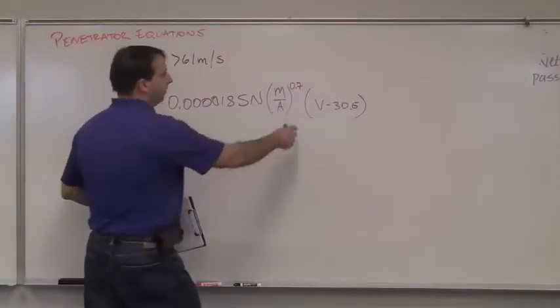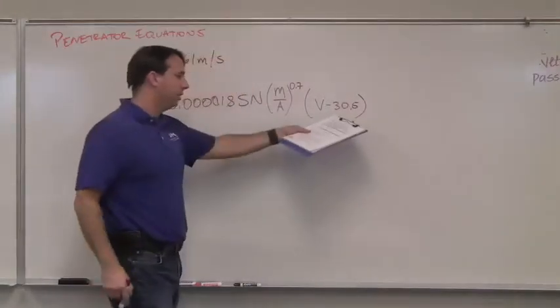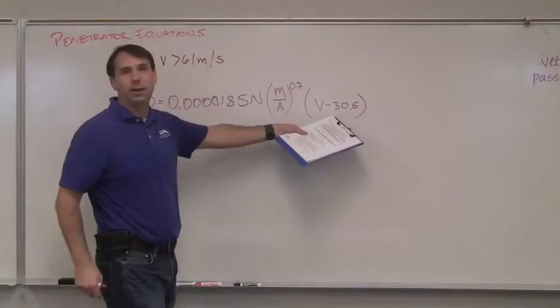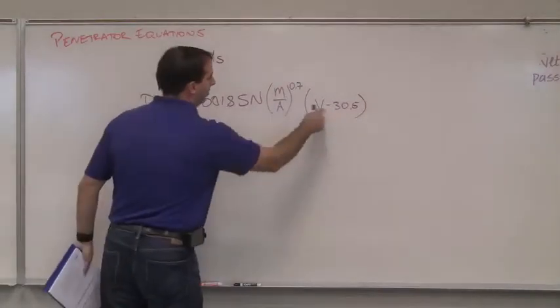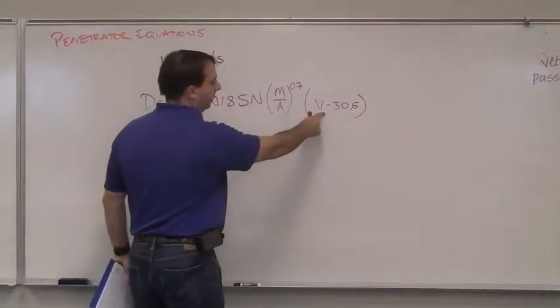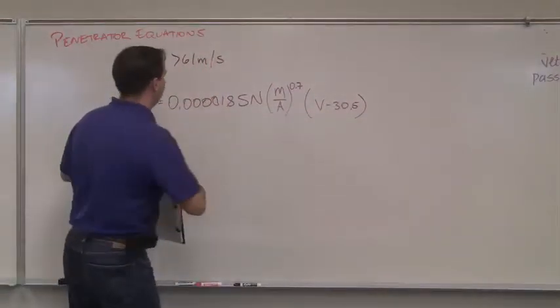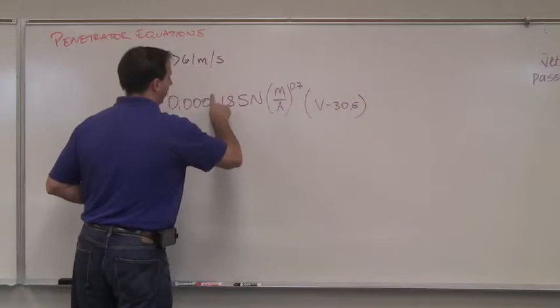And then you have V minus 30.5. So you see that if you get below 61 meters a second, this equation begins to break down, right? Because your V gets too close to 30.5, and if V is 30.5, then it becomes 0. Hang on.